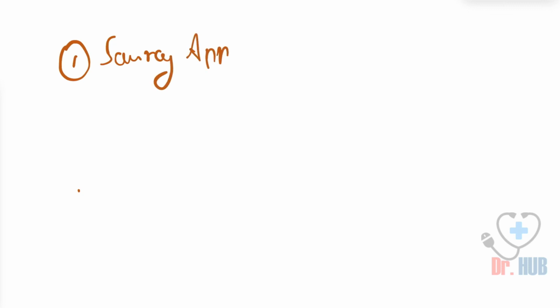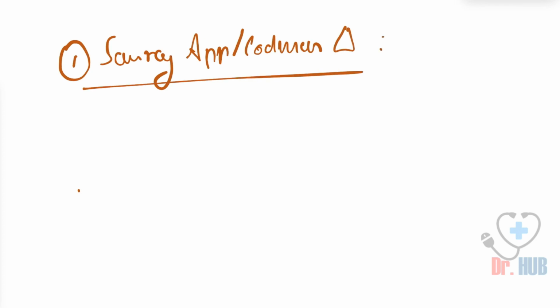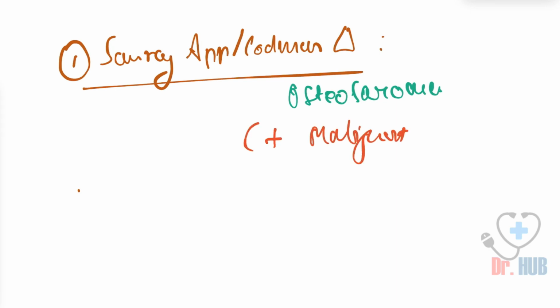Okay, so now we'll be answering our questions. As we know, we have asked two questions. The first question being, where is the sun ray appearance as well as the Codman's triangle? So where is this present? This is present in the osteosarcoma, but it can also be seen in case of other malignant lesions.